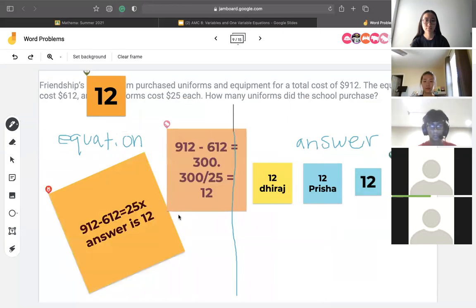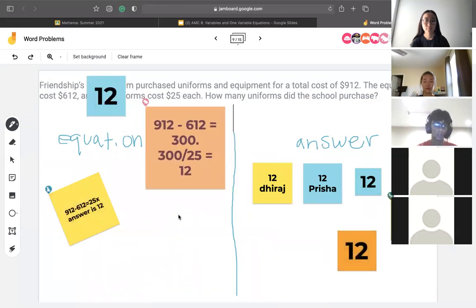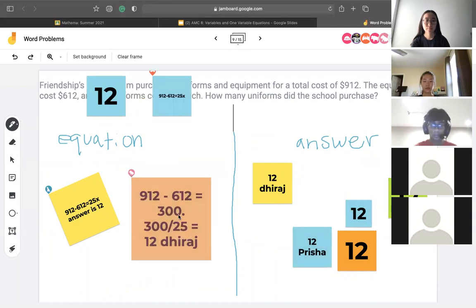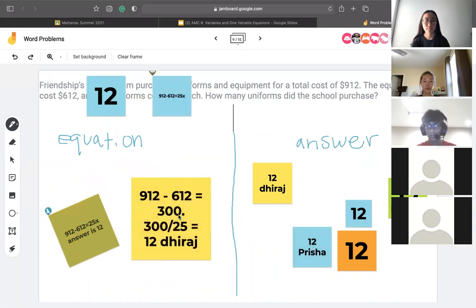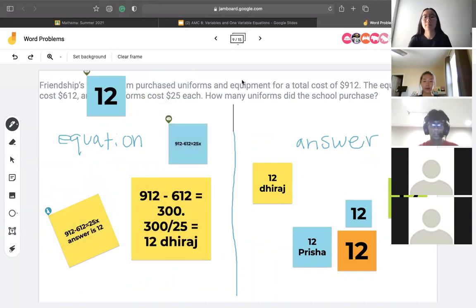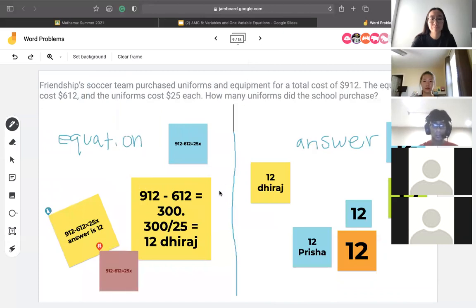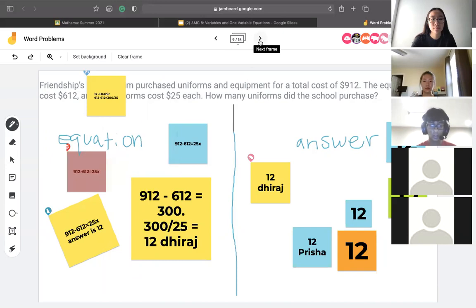Okay, so people are saying that the answer is 12 and their equation is going to be 912 minus 612, and that's going to be equal to 300, and then 300 divided by 25 is going to be equal to 12, right? So that's correct. Yeah, 612 plus 25x is going to be equal to 912. And that's the equation, that's like your initial equation.